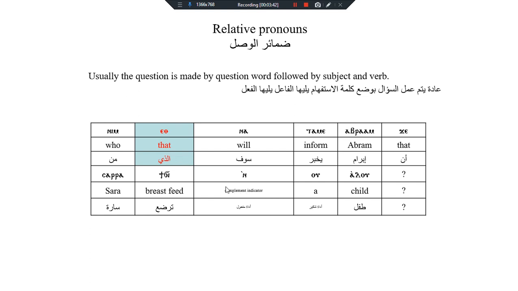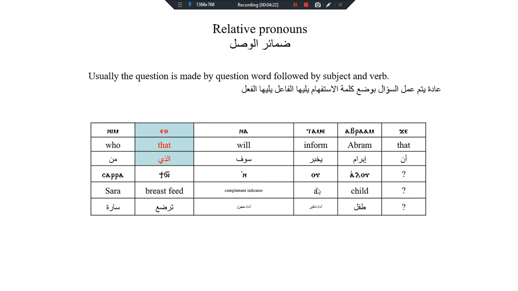An example for the usage of it with a word beginning with the letter in بالمنور. We have said these are the words which turn the T into theta. So with the example: Nim ete nna tami aram je sara tichi in oalo. Who that will inform Abraham that Sarah breastfeeds a child. Nim, who. Ete na, that will. Tam, inform. Abraham. Je, that. Sarah. Tichi means breastfeeding, in indicator of complement.